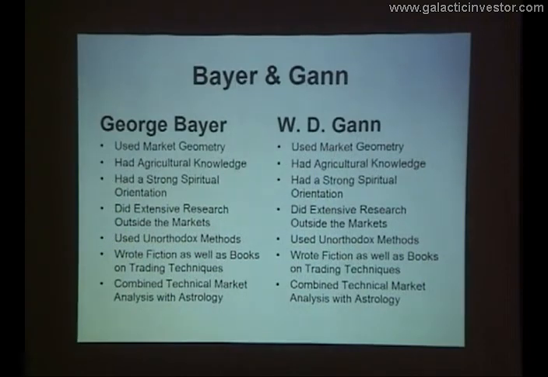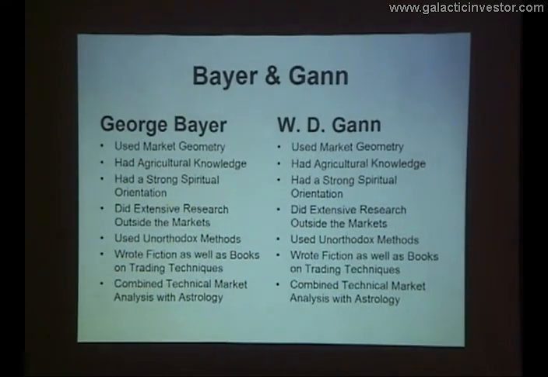Both men used market geometry. They both had some agricultural background and some agricultural knowledge, and they had a strong spiritual orientation. They were both religious individuals, although they had different views on religion. They both did extensive research outside the markets as well as having lots of trading experience. So they had a broad background, and they used some pretty unorthodox methods.